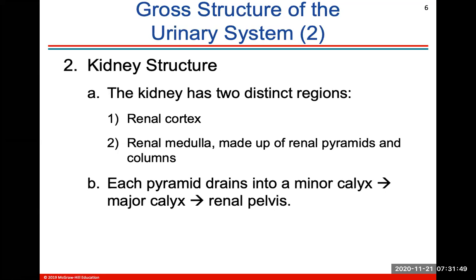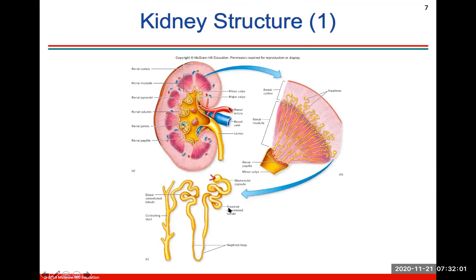So each pyramid will consist of one collecting duct, which takes that urine and drains it into a minor calyx. Minor calyxes come together to form a major calyx, and then several major calyxes come together to form the renal pelvis. So here is the nephron structure, which is the filtration unit of the kidney, and blood will flow through the nephron as it filters out all the wastes that are excreted in the urine.